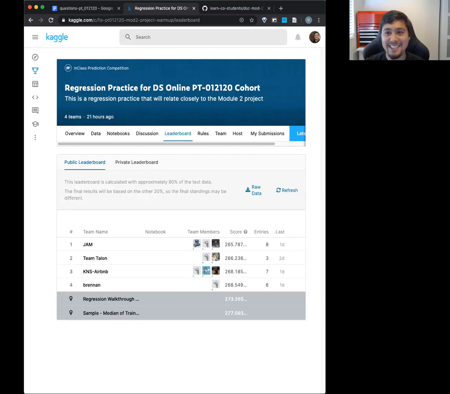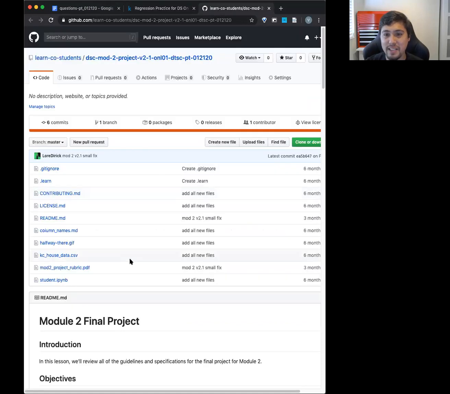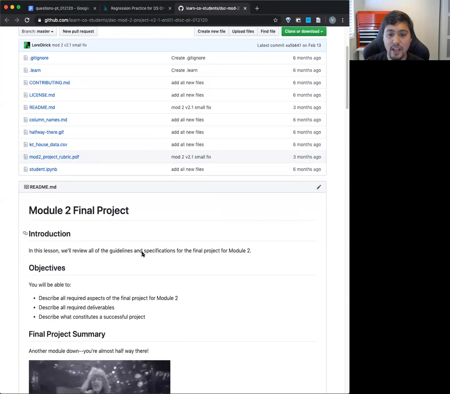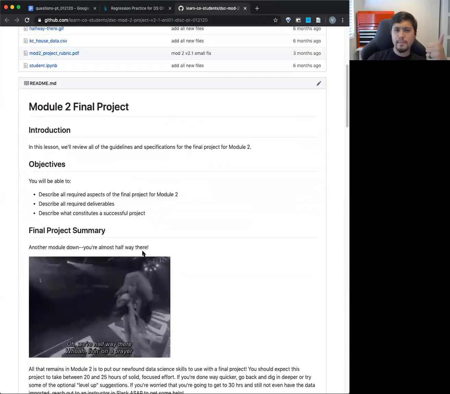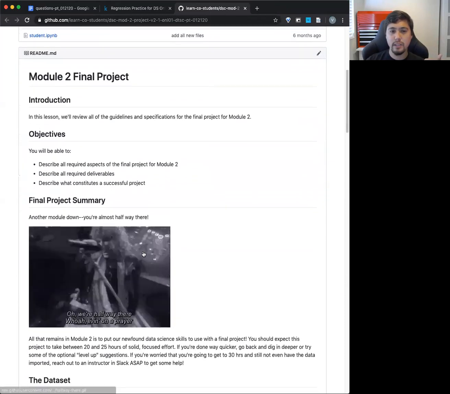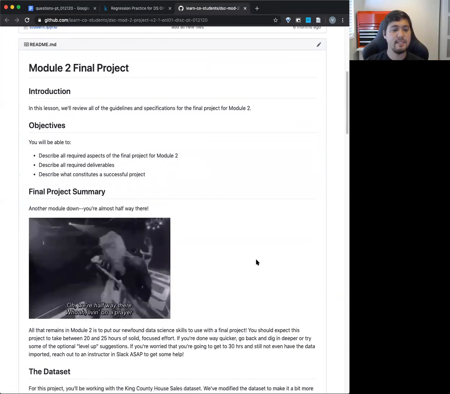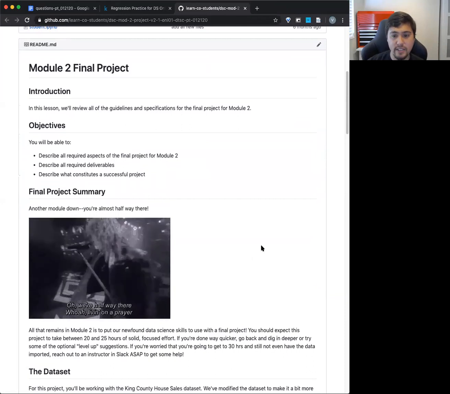All right, so let's talk about the Mod2 project. I just pulled up the GitHub repo. Quick thumbs up: who's already looked at the repo for the Mod2 project? I see some nods, some hand raises, some head shakes. That's okay too.